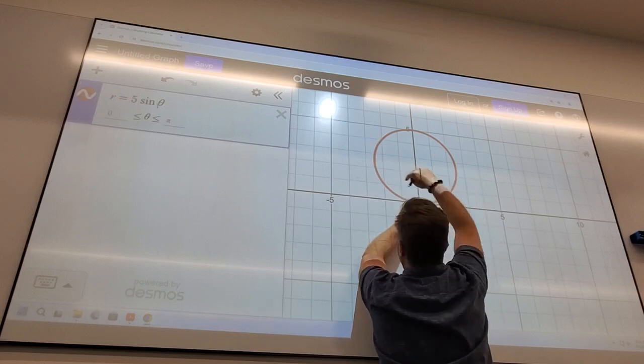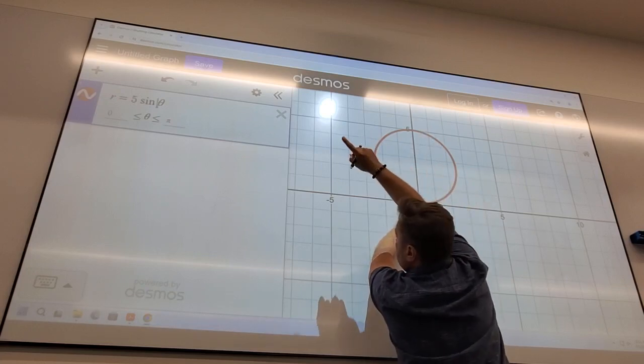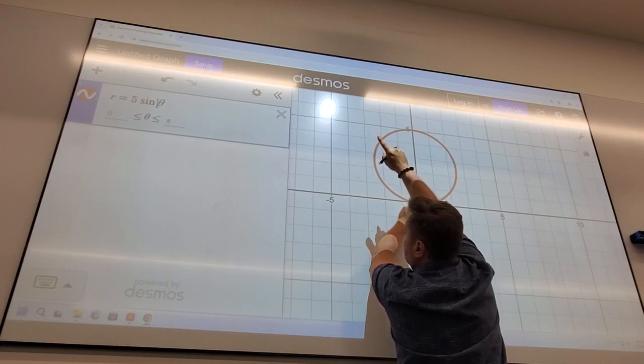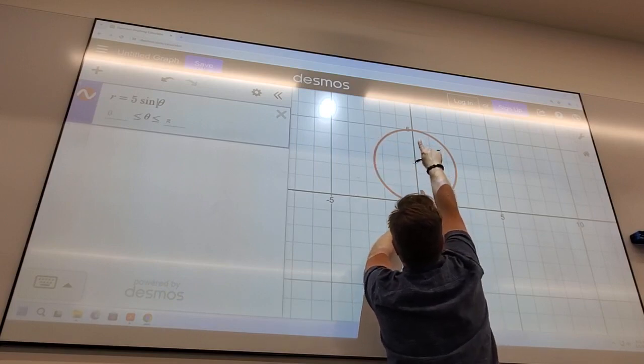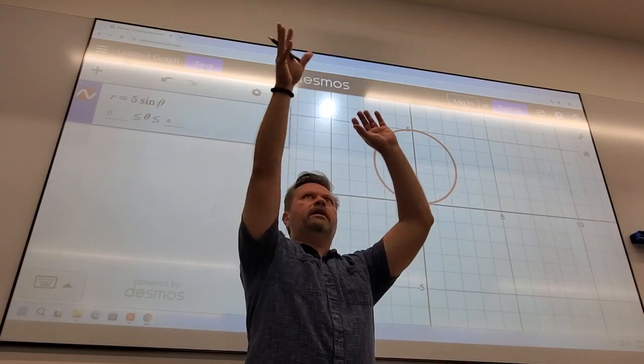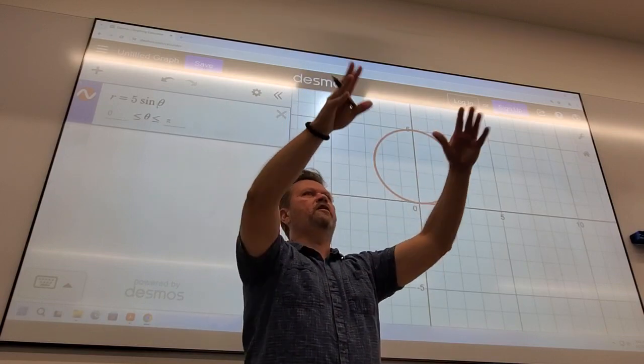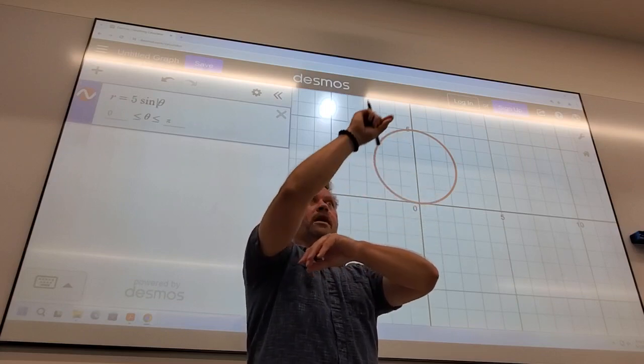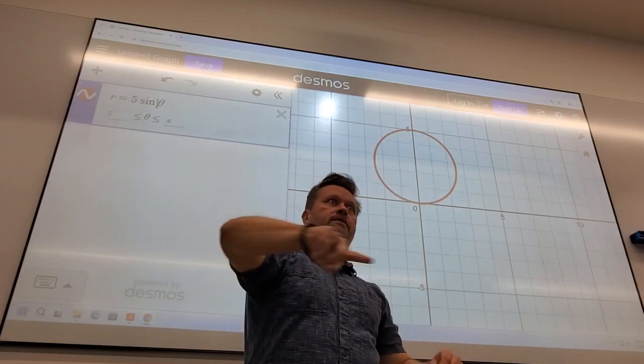If I put in pi over 2, if I look straight up, what's sine of pi over 2? 1. 1 times 5 is 5. So that's how you could graph a thing by hand. You make a theta-r table, and you feed it theta and you get r's, and you just keep plotting the points. And in this case, it's going to make a circle.